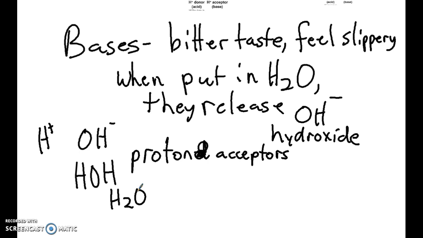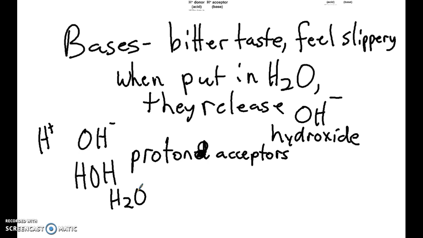OH groups that are floating around tend to be, we call them proton acceptors, because they're willing to accept that proton and make water. Now, not all bases have OH negative groups on them when they release it, but they do all want to accept a hydrogen, so they have some kind of a negative charge on them that wants to do that.